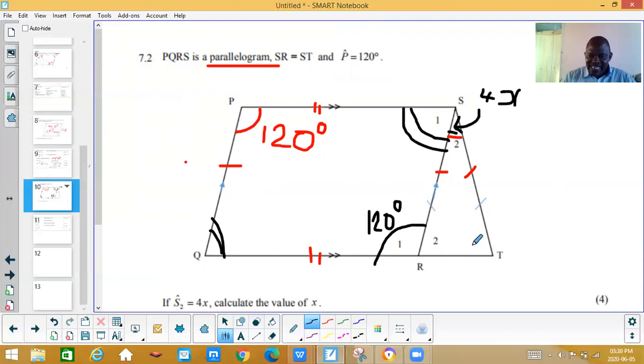Now, this angle, let me use a different color here. This angle is equal to this one, simply because angles opposite equal sides are equal. This side and this side are equal. This side here is opposite this given angle, and this side here is opposite this given angle. That is why this one and this one are equal from the information that we have.